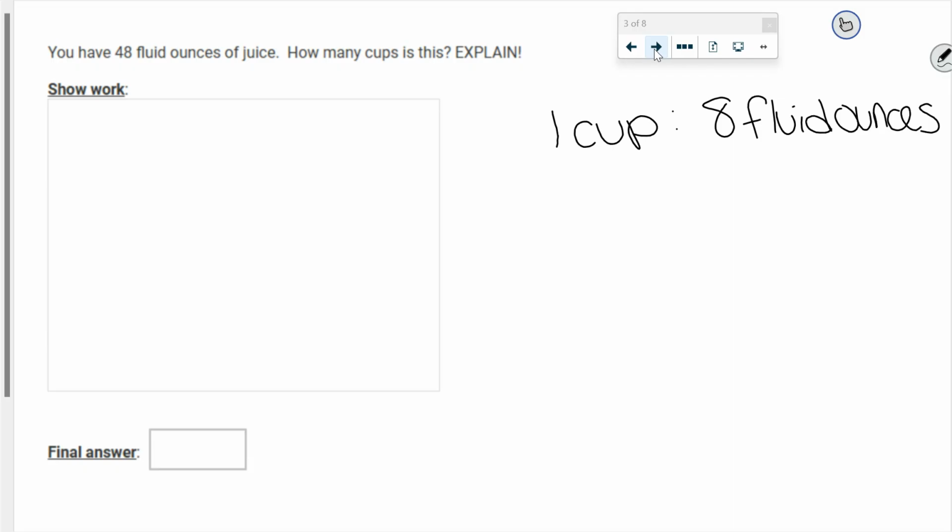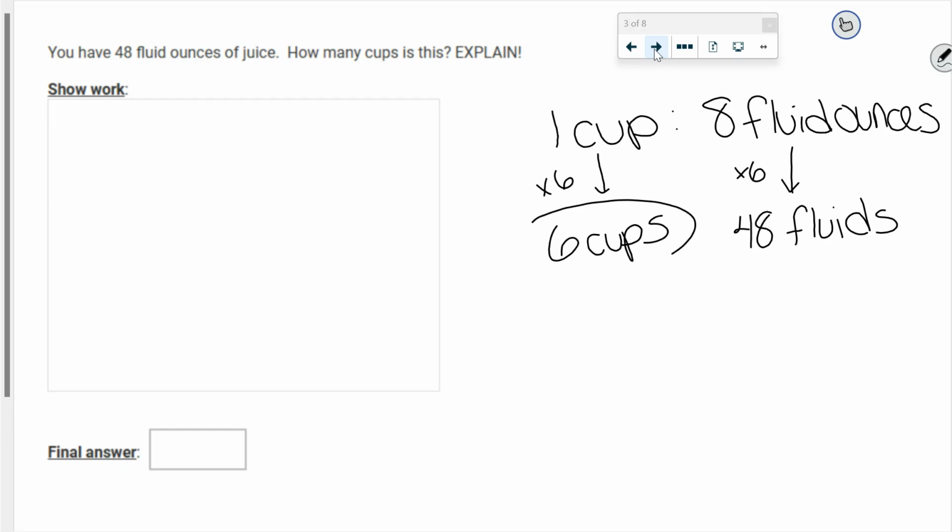All right, but we do not have 8 fluid ounces, we have 48 fluid ounces. So we need to think about how would we go from 8 fluid ounces to 48 fluid ounces? That is right, it is times 6. So if we multiply the fluid ounces by 6, what do we need to do to the cups? That's right, also multiply by 6. 1 cup times 6 is 6 cups. So 48 fluid ounces makes up 6 cups. All right, let's keep going.